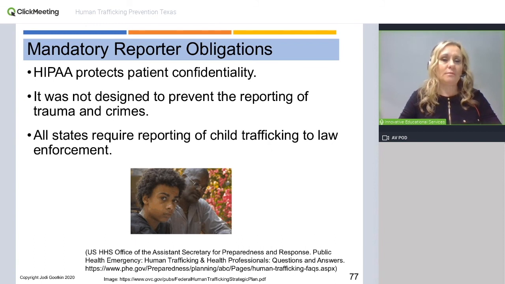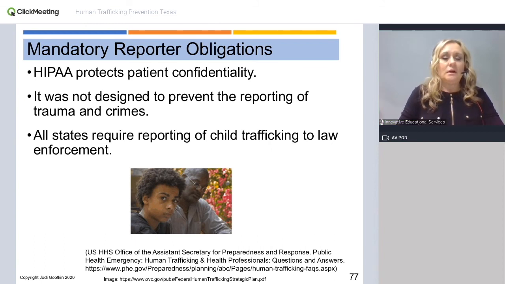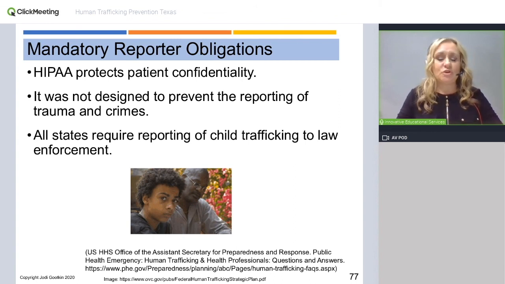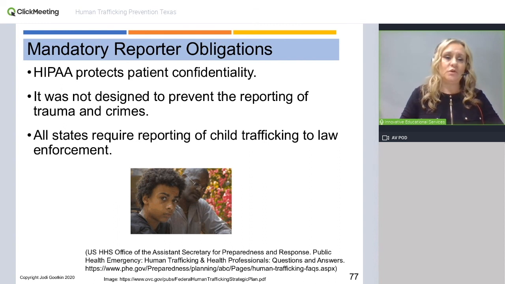Mandatory reporter obligations are sometimes challenging for healthcare clinicians to reconcile because HIPAA is in the forefront of their mind. HIPAA was designed to protect patient confidentiality. It was not meant to prevent the reporting of crimes or prevent the reporting of trauma and human trafficking. That's not the intent of it. So you do not need the patient's consent in order to report a tip of human trafficking.